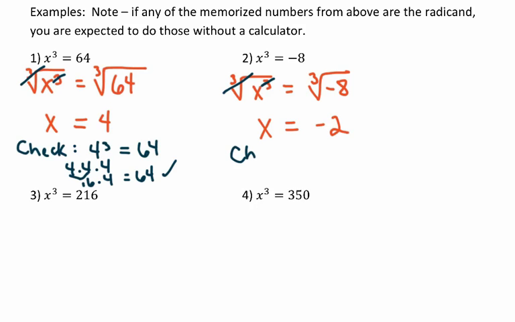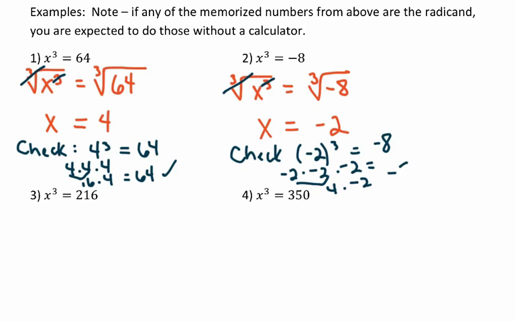In this check, we're going to make sure that negative 2, in parentheses, to the third power really does equal negative 8. So negative 2 times negative 2 times negative 2. So that's a positive 4 times a negative 2, and that really does equal negative 8. So there's my check.